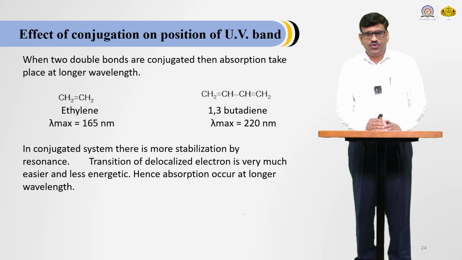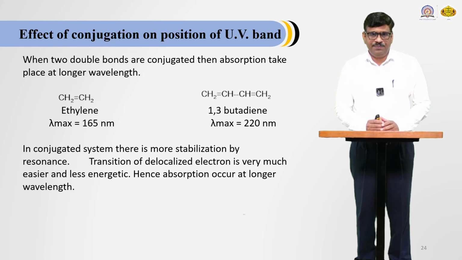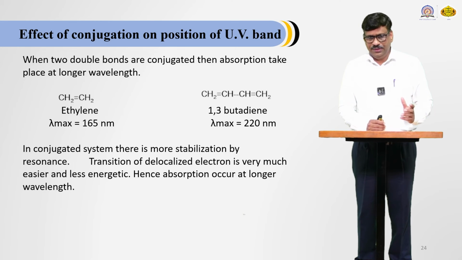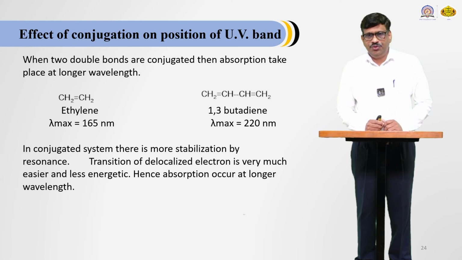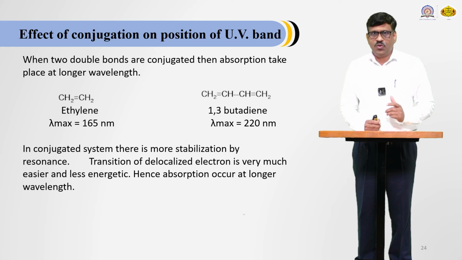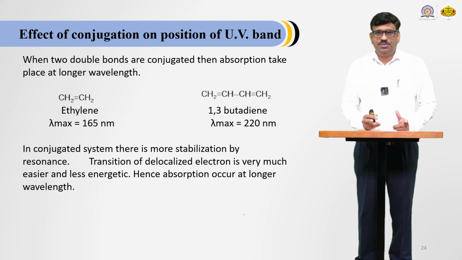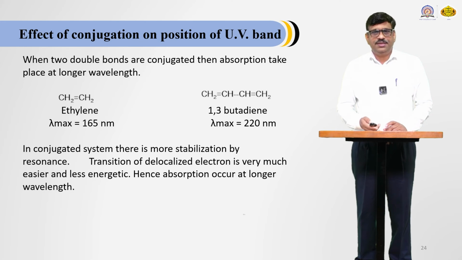Now in this case, it is shown how conjugation increases the lambda max value. Ethylene, as we know, has a lambda max value of 165 nanometer. Another example is 1,3-butadiene. 1,3-butadiene is a conjugated diene because two double bonds are separated by only one single bond, and its lambda max value is 220 nanometer. Hence, conjugation increases the lambda max value.